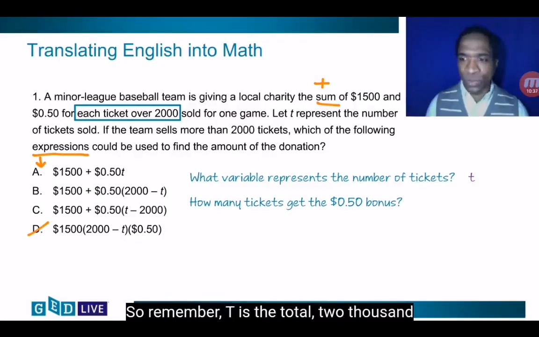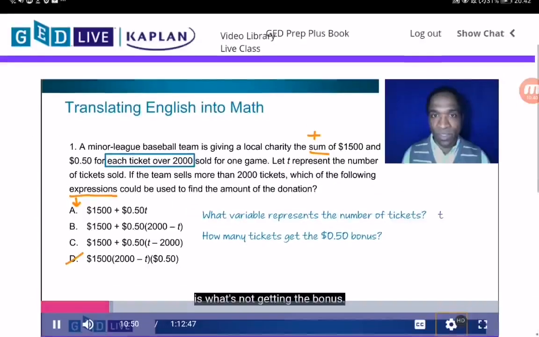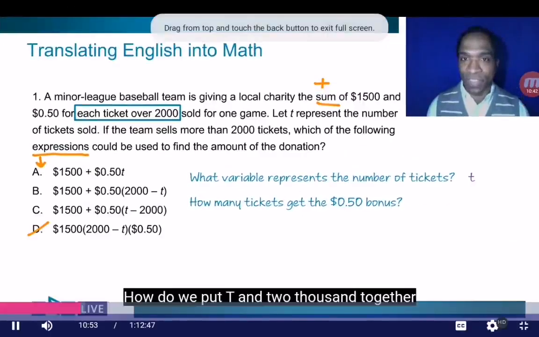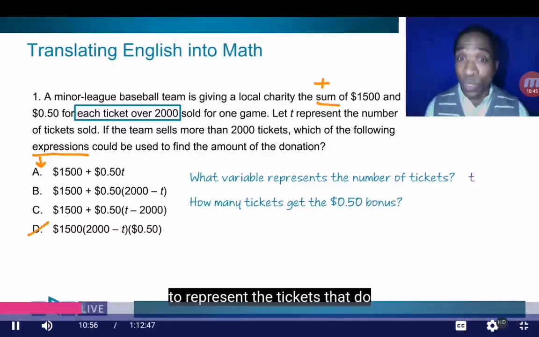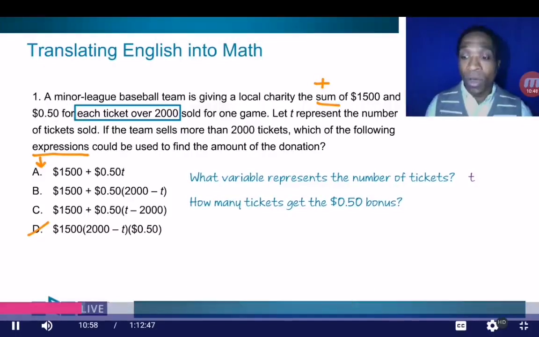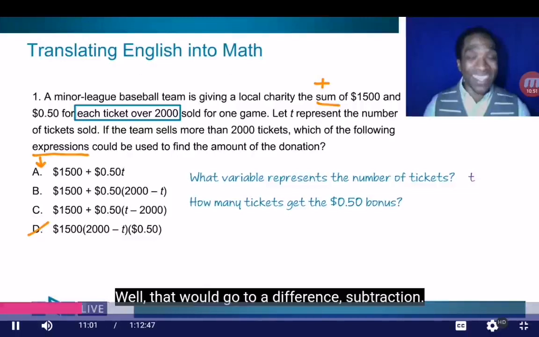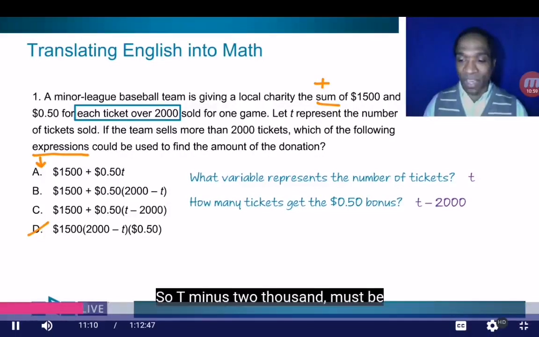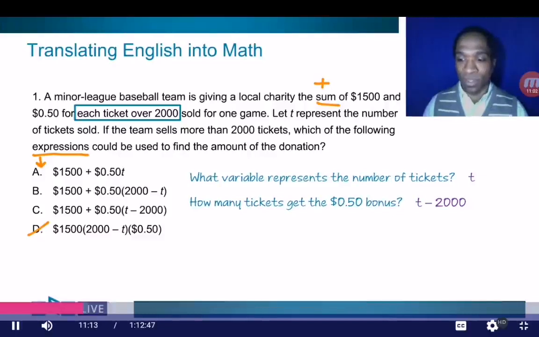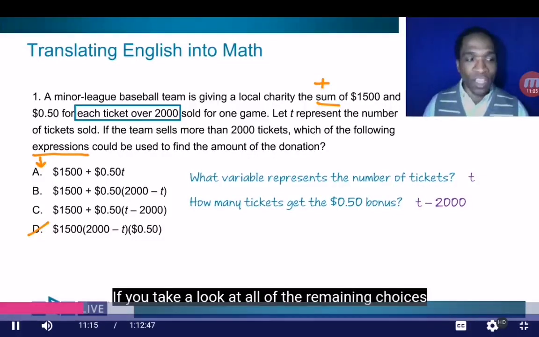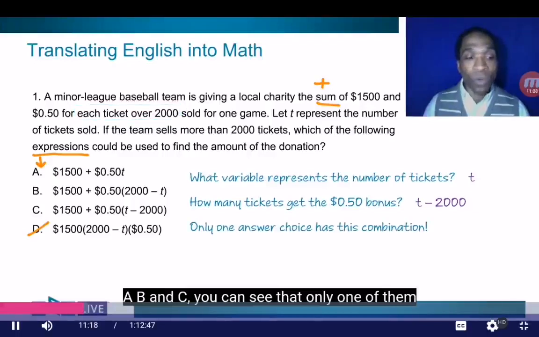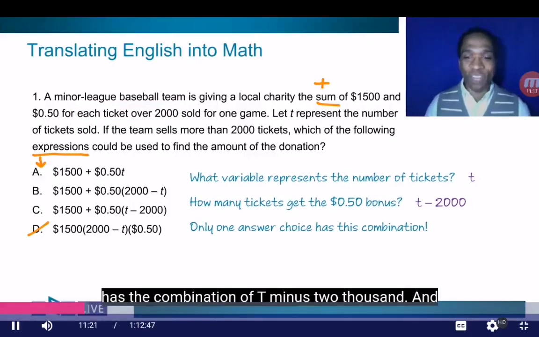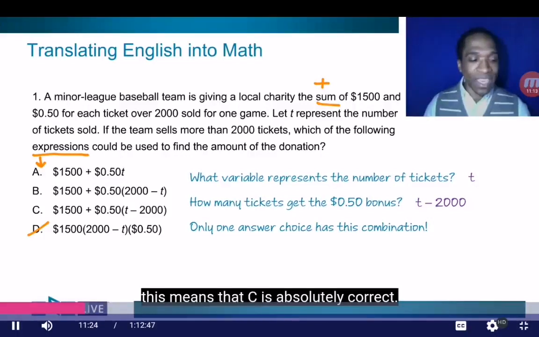So remember, T is the total, 2,000 is what's not getting the bonus. How do we put T and 2,000 together to represent the tickets that do get that 50-cent bonus? Well, that would go to a difference, subtraction. That would result in the remaining number of tickets after the first 2,000 sold. So T minus 2,000 must be a part of the correct answer. And if you take a look at all of the remaining choices, A, B, and C, you can see that only one of them has the combination of T minus 2,000. And this means that C is absolutely correct.